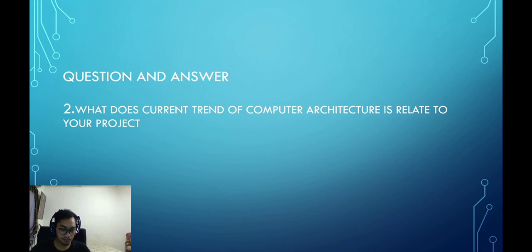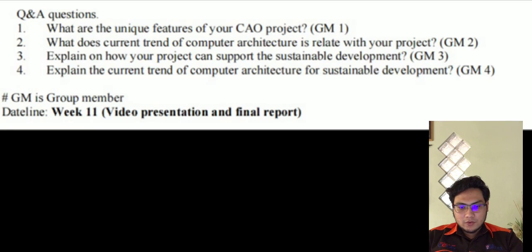The RAM will be using direct map cache to find the memory, and it is faster to use the direct map cache technique to find the memory. That's all for me. The Q&A question: explain how your project can support sustainable development.